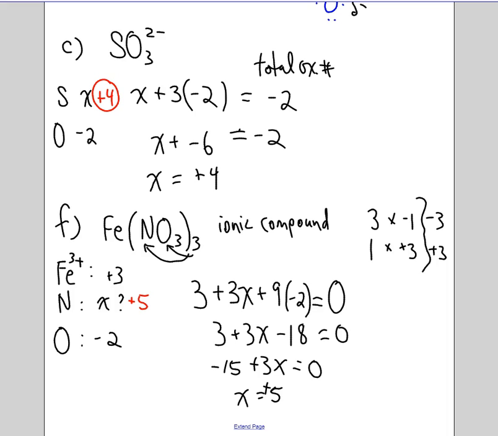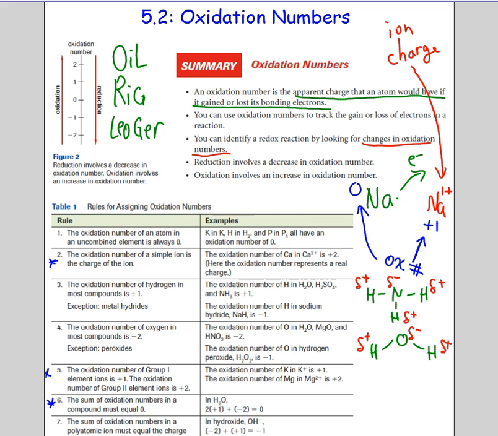I'm not going to explain why it's +5 here. At some point we just have to appreciate that this is the oxidation number, this is the apparent charge that that atom would have if it gained or lost its bonding electrons. So review the 7 rules. Remember that at the end we want to determine if oxidation or reduction has occurred. So oxidation is occurring if there's an increase in oxidation number, reduction is for a decrease.